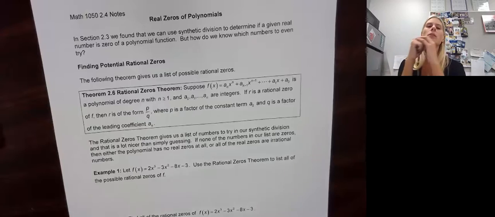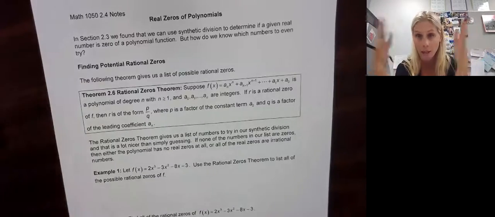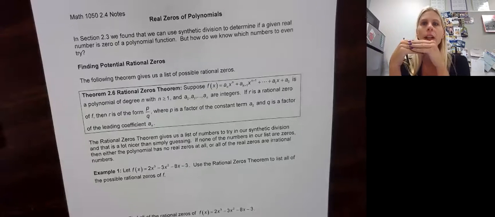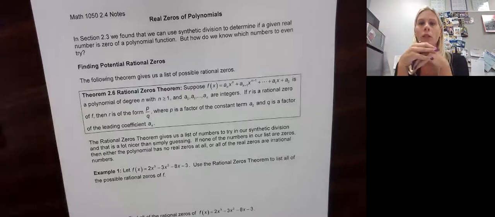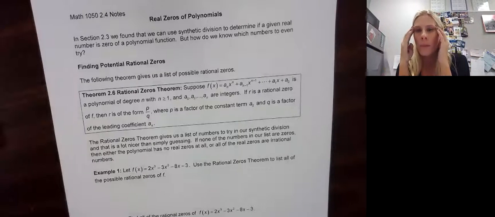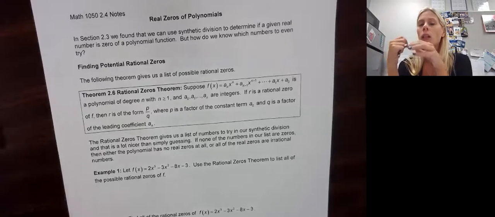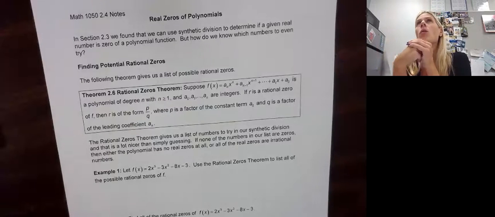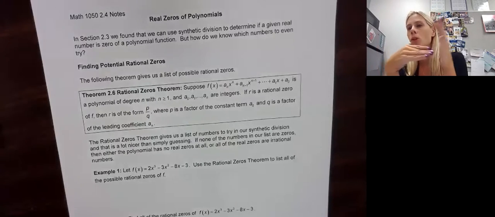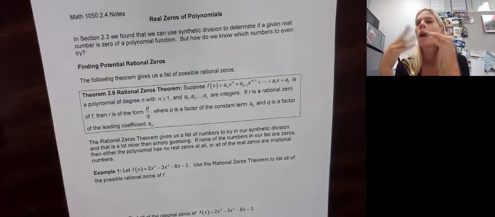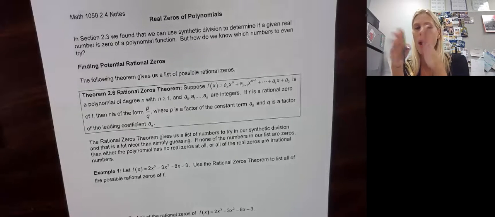Now, in section 2.3, we found that we can use synthetic division to determine if a given real number is a zero of the polynomial function. But the truth is, if we were to test every given real number, we would be testing forever. So there must be a way to find possible rational zeros. We're not just testing every number: 1, 2, 3, 4, 5, 1/2, 3/4. Those are rational numbers. So we want to make sure that we're guiding down the right path.